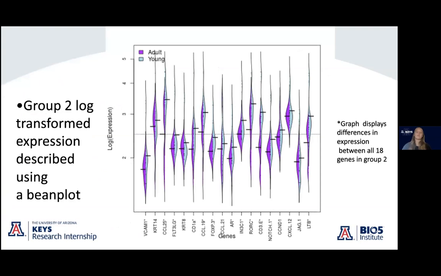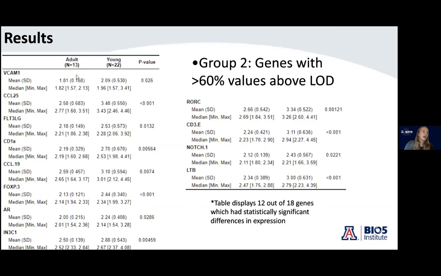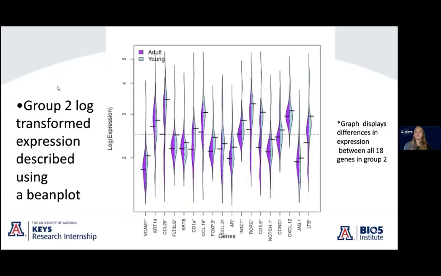So for example, if we take VCAM1 and you take this mean value right here, we see that VCAM1 had an average value of 2.09 in young donors and 1.81 in adult donors. And our beam plot shows us the same thing. VCAM1 had an average value of a little over 2 for young donors and around what we could say is 1.8 for adult donors.